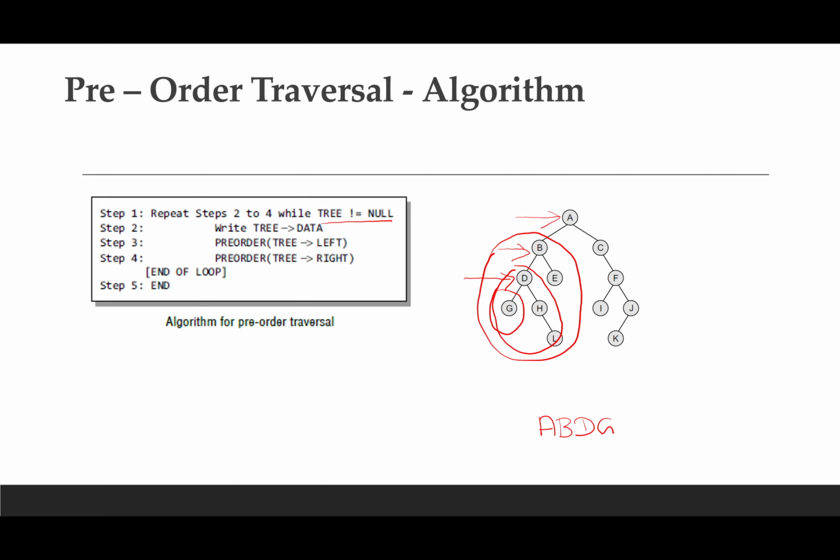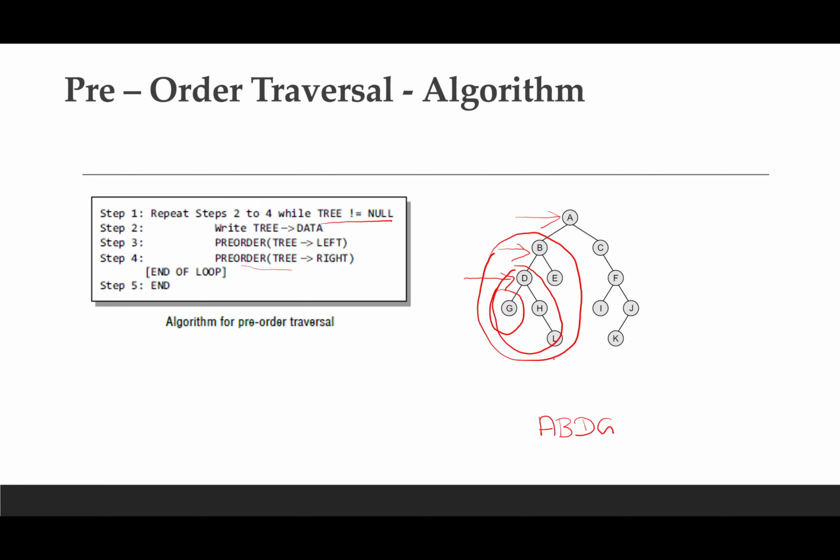Then next it will call preorder tree left. It doesn't have any data. So what will it do? It will call preorder tree left and check the condition tree is not equal to null. Yes, it is not equal to null. Then it will check preorder tree right. It doesn't have anything. Then it will again call the function preorder tree left.